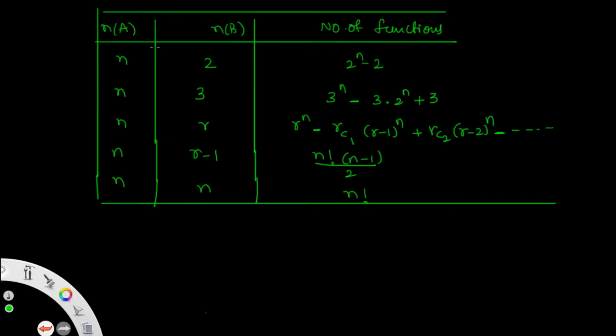If the elements of A is n and number of B is 2 elements, the number of functions is 2 power n minus 2. If number of A equals n and number of B equals 3 elements, that is 3 power n minus 3 into 2 power n plus 3. If it is r elements in B, that is the condition. For r minus 1 it is n factorial into (n minus 1) by 2. If number of A equals number of B, then it is nothing but a bijection. If both have equal elements, it should be a bijection.